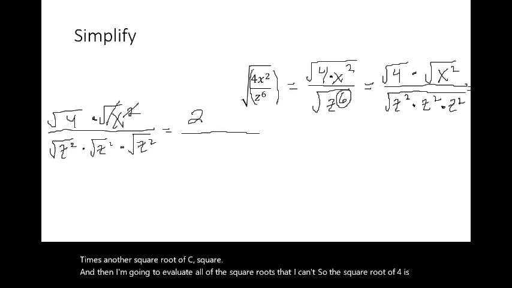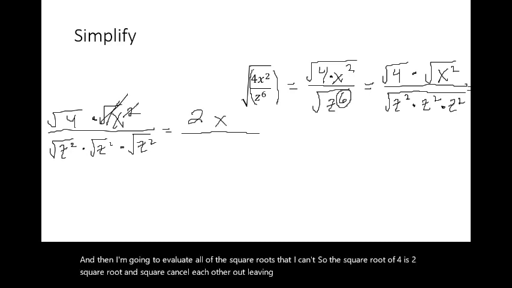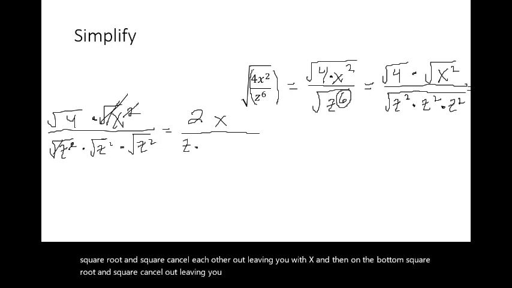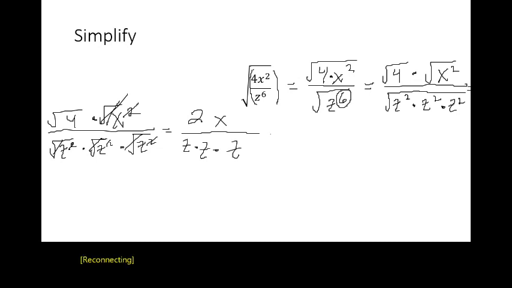Square root and square cancel each other out, leaving you with x. And then on the bottom, square root and square cancel out, leaving you with z, and again z, and again z. And then just to finish this up, when you have z times itself 3 times, we can rewrite that as z cubed. So 2x over z cubed, since these are all different bases, this is now our final answer.